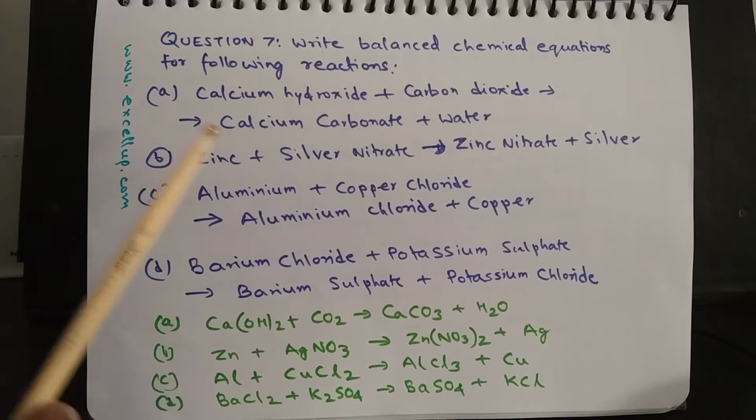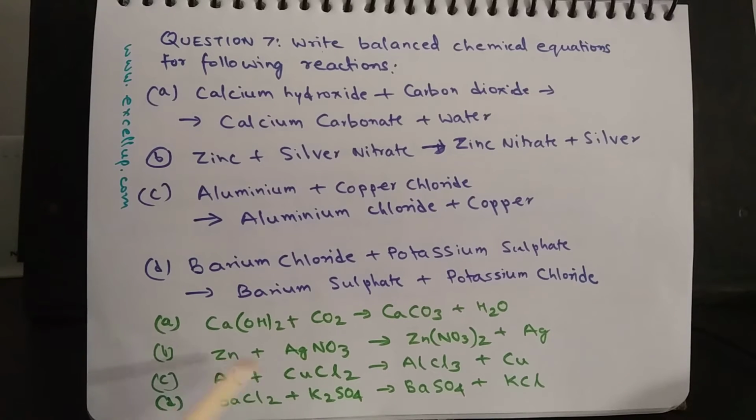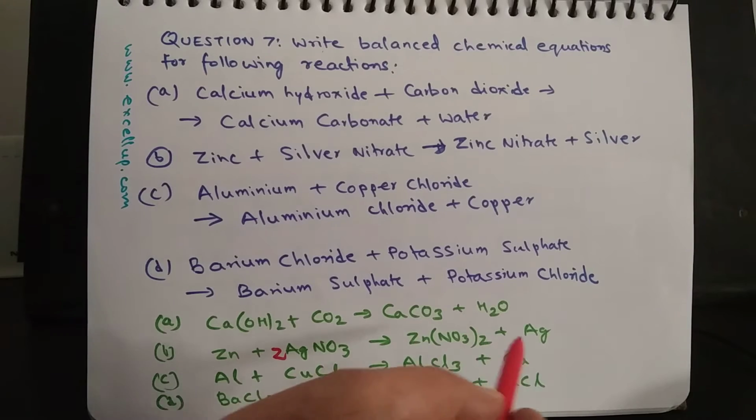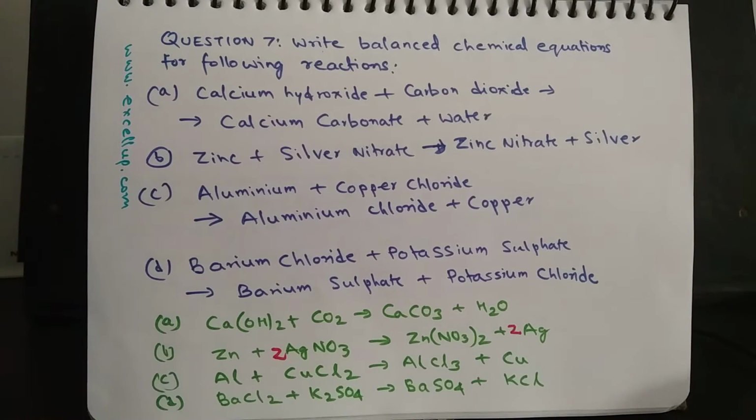Second is zinc plus silver nitrate is equal to zinc nitrate plus silver. The equation is Zn plus AgNO3 is equal to Zn(NO3)2 plus Ag. So nitrate, here we have 2 nitrates and here is a single nitrate. So in order to balance this, we'll put 2 over here. Now there are 2 atoms of silver on both sides, 1 atom of zinc on both sides and 2 radicals of nitrate on both sides. So this is a balanced equation.